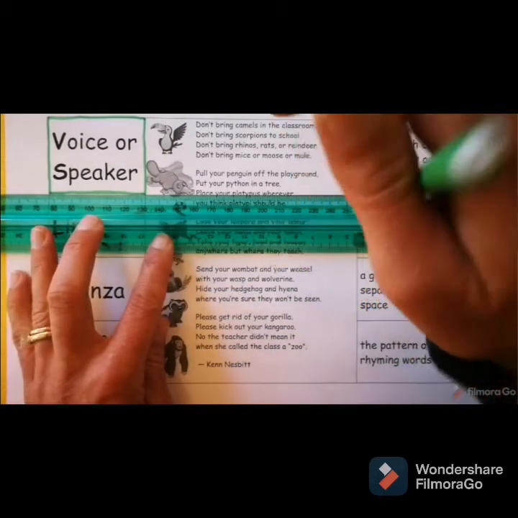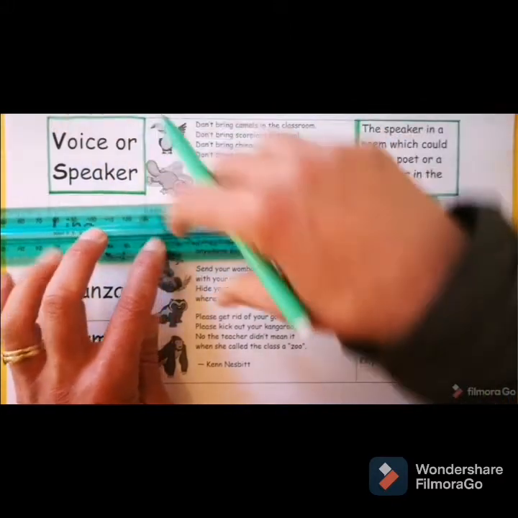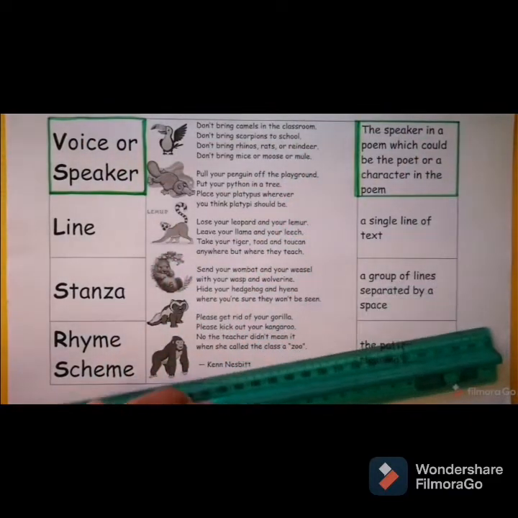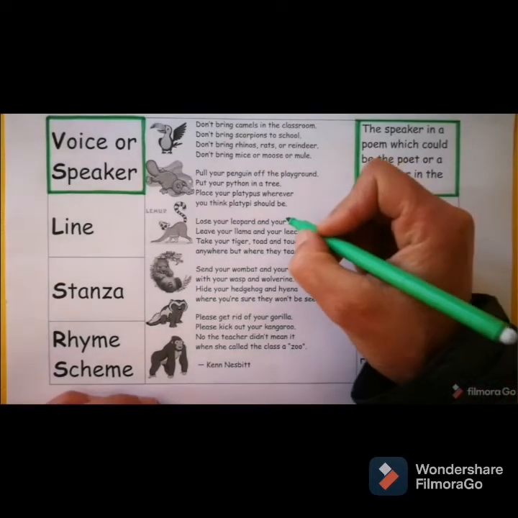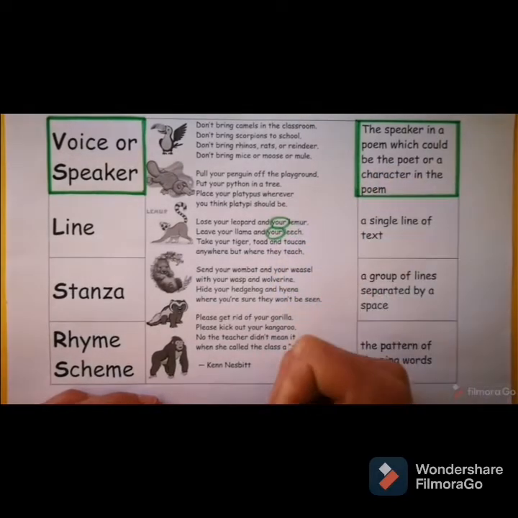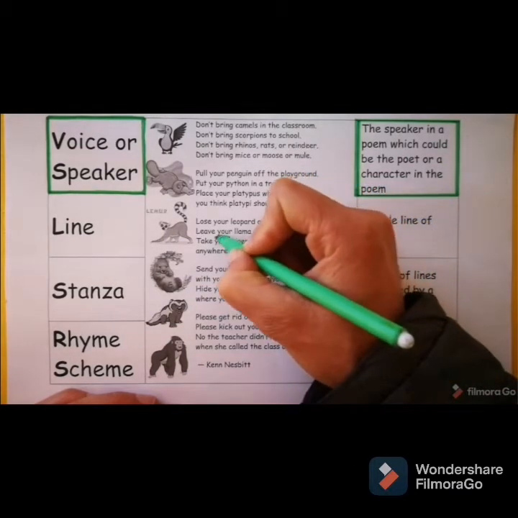Then you can go ahead and outline that block. Use your ruler. There we go, I've outlined mine in green. Now I'm going to try and find if I can find the voice of this poet. All right. Let's circle this word your. So that gives me a clue that the poet is talking to me.